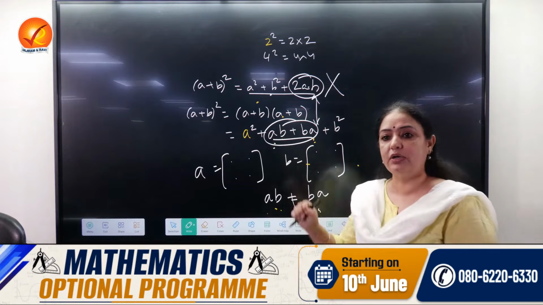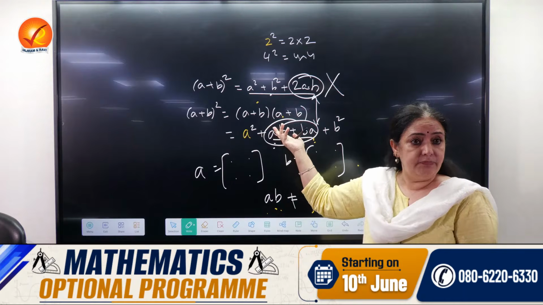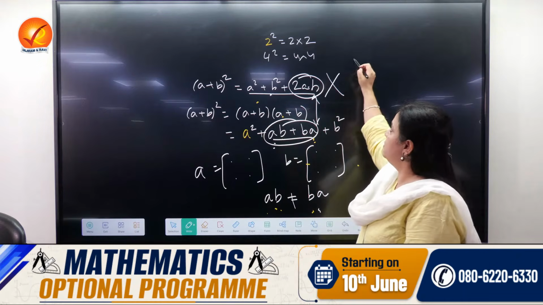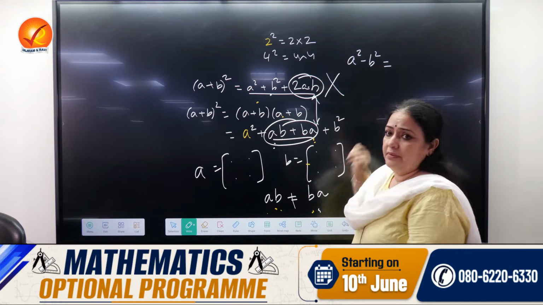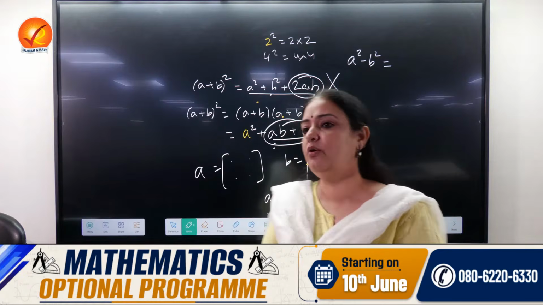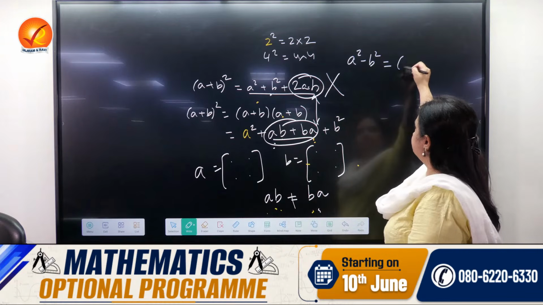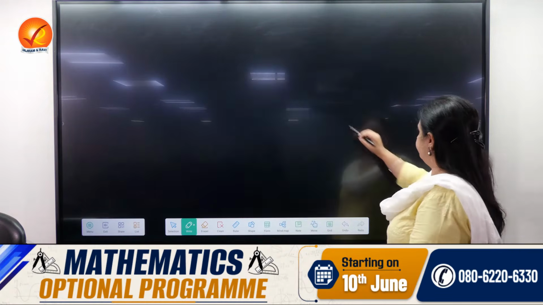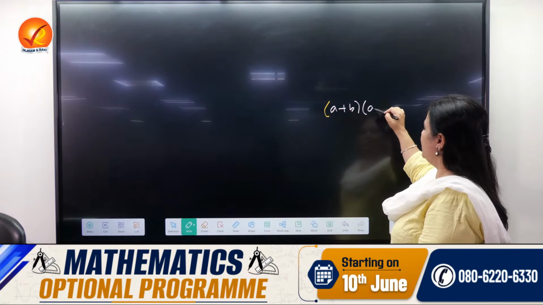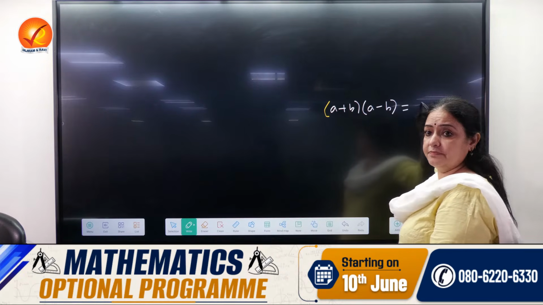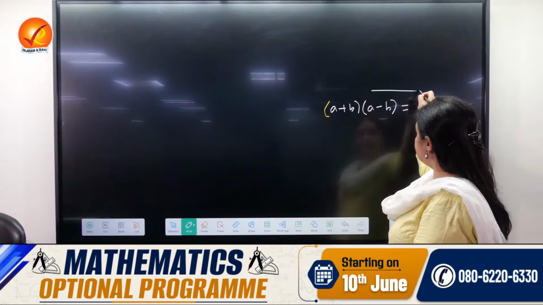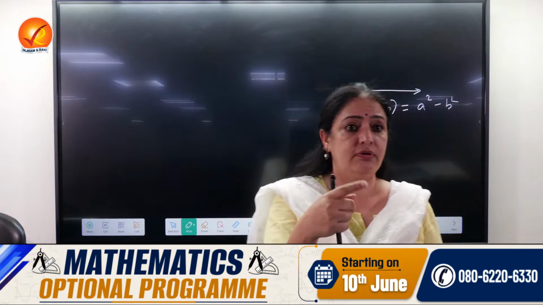A lot of people will not even know how to prove (A plus B) whole square. They would just remember the formula, but they wouldn't know the proof. Do you remember there's another formula? What is A square minus B square? Or you would remember the... Okay. Do you know what is (A plus B) into (A minus B)? What is it? So when I say this is equal to this, the answer is coming more fluently.